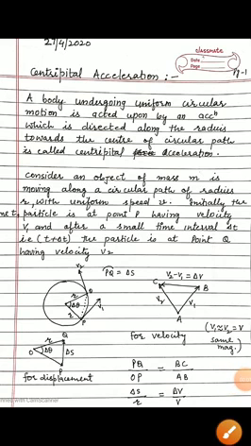We have studied uniform circular motion, and now the question arises: what is the acceleration of the object while moving along a circular path, and what is the name of that acceleration? That acceleration is known as centripetal acceleration.